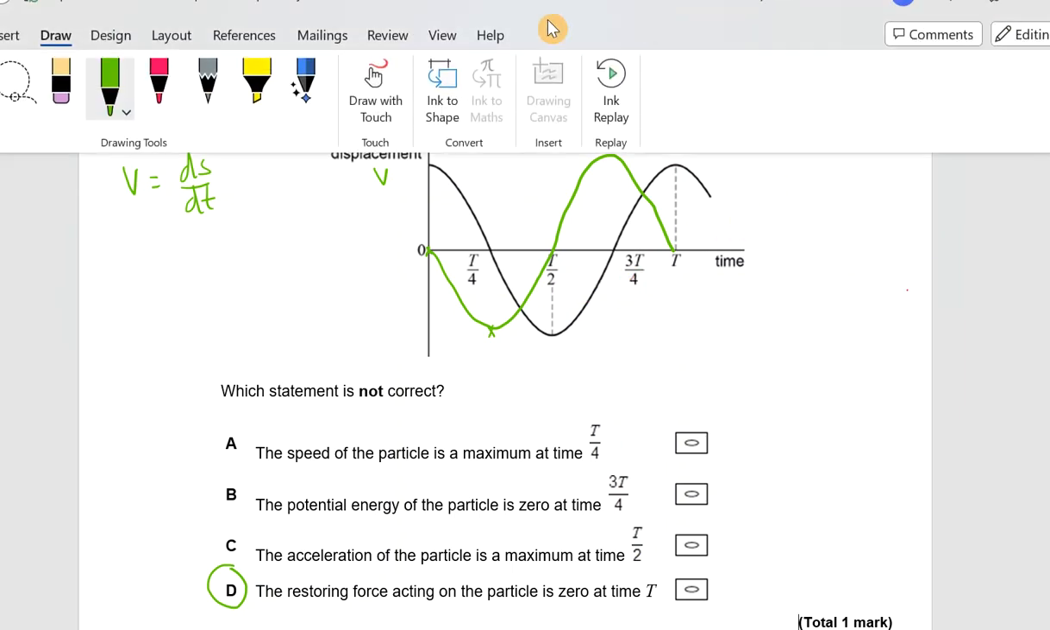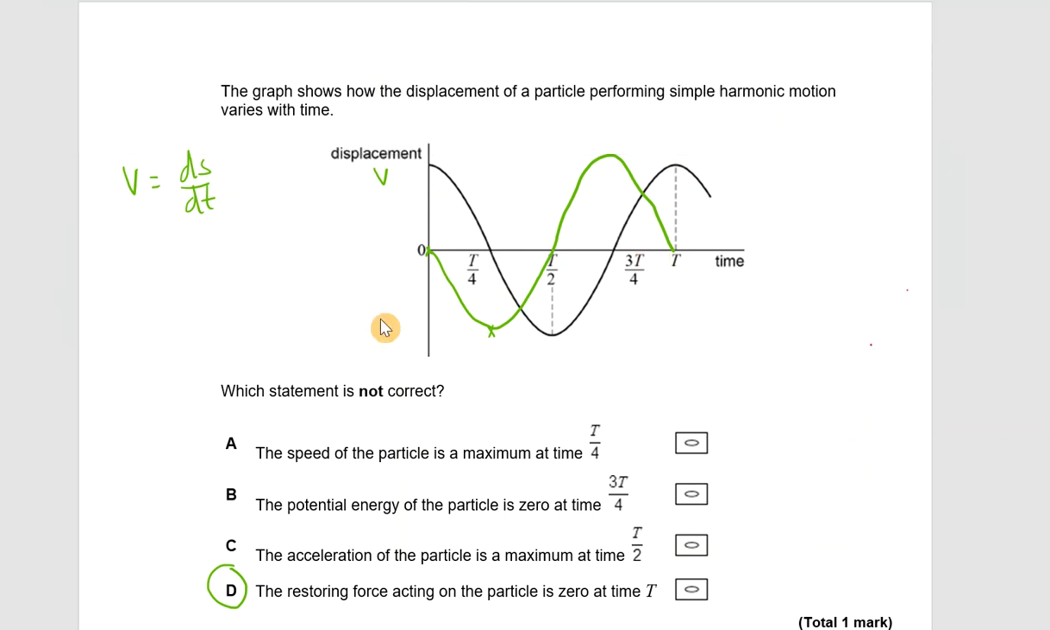Now I'm going to change colours because acceleration is equal to the rate of change of velocity with time. So again, if I just look at the gradient of the velocity time graph, I can find the acceleration. And when the gradient is maximum negative for the velocity time, it means the acceleration must be maximum negative. And I'll get an acceleration graph that looks like that.